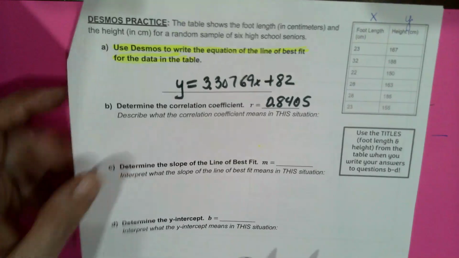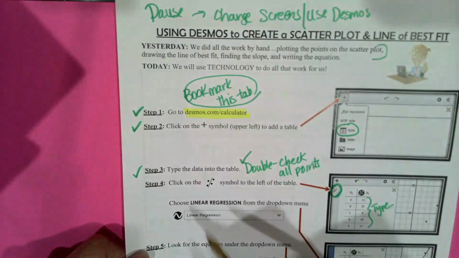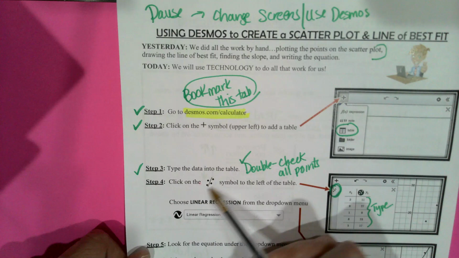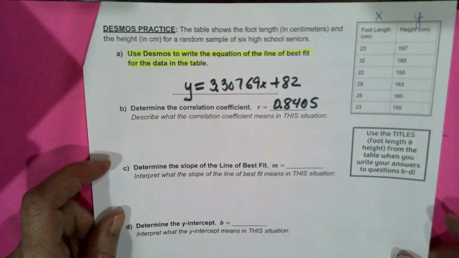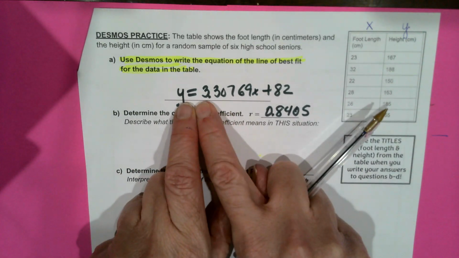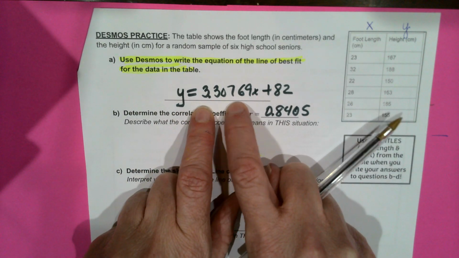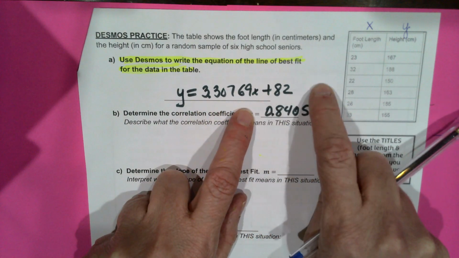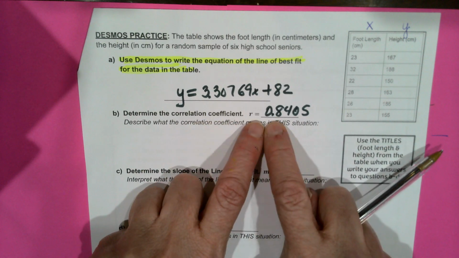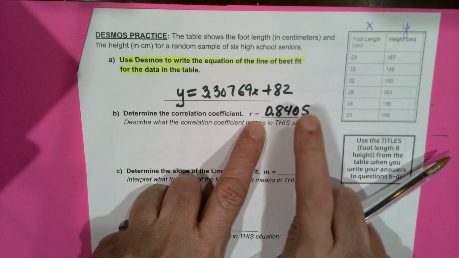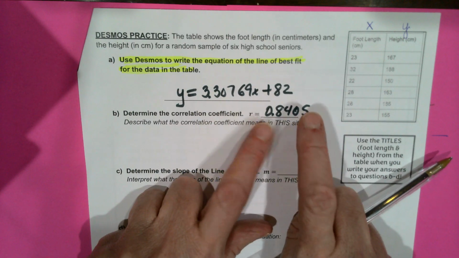So again, after we typed them all in, we're going to look at this funny little symbol here to the left, click on that, and that's what's going to make the linear regression pop up. The equation I got was y equals 3.30769x plus 82. Down below that, I found the r value was 0.8405. And remember, we're not talking about the big capital R squared, just a little r.